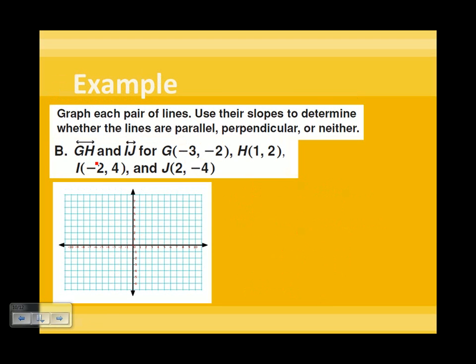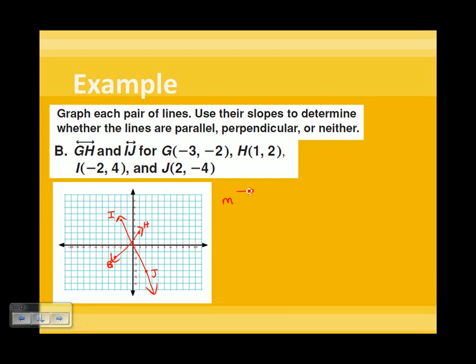So for this next one, we have to graph G and H. G is at negative 3, negative 2. H is at 1, 2. So there's our line GH. Then we have I at negative 2, 4. And then J at 2, negative 4. So there's our line IJ.